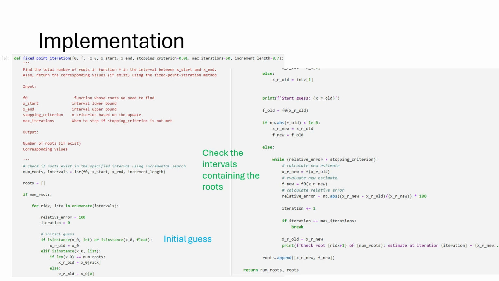In the main while loop, the root is then estimated using the rearranged function equation. We compute the relative error, and if the maximum number of iterations has not been reached, we assign the estimated value to the x_r_old variable and repeat the process of estimating a new root, and continue until a stopping criterion is met.